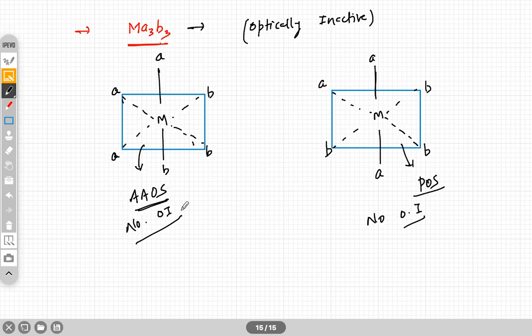Okay, apart from this, I have given you the different general formulas which show optical activity. If you do not memorize them, you need to just check the plane of symmetry by drawing the structure. That's the method we have. Otherwise, you can keep this one as well.